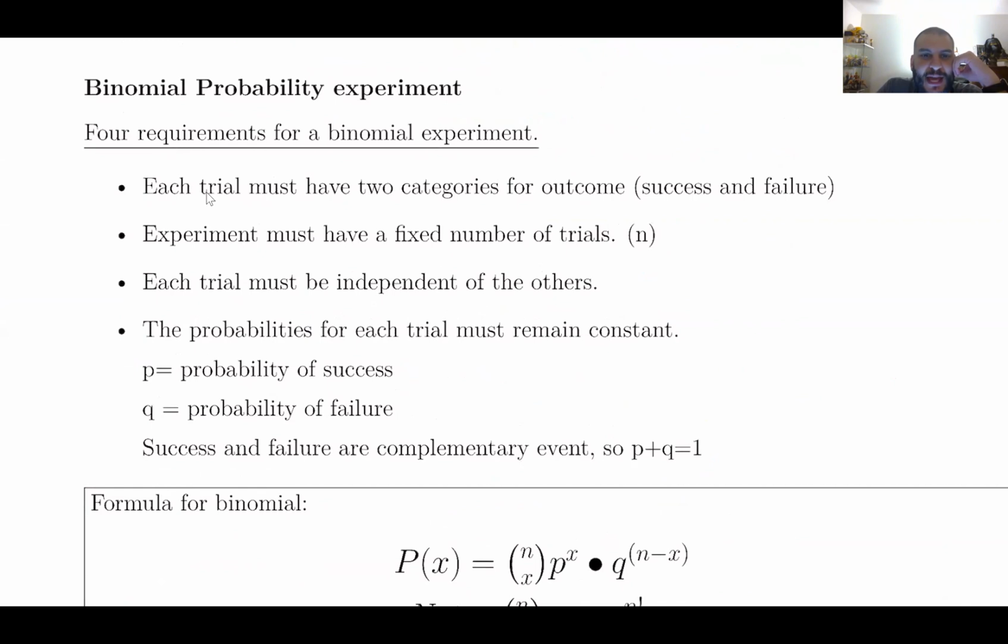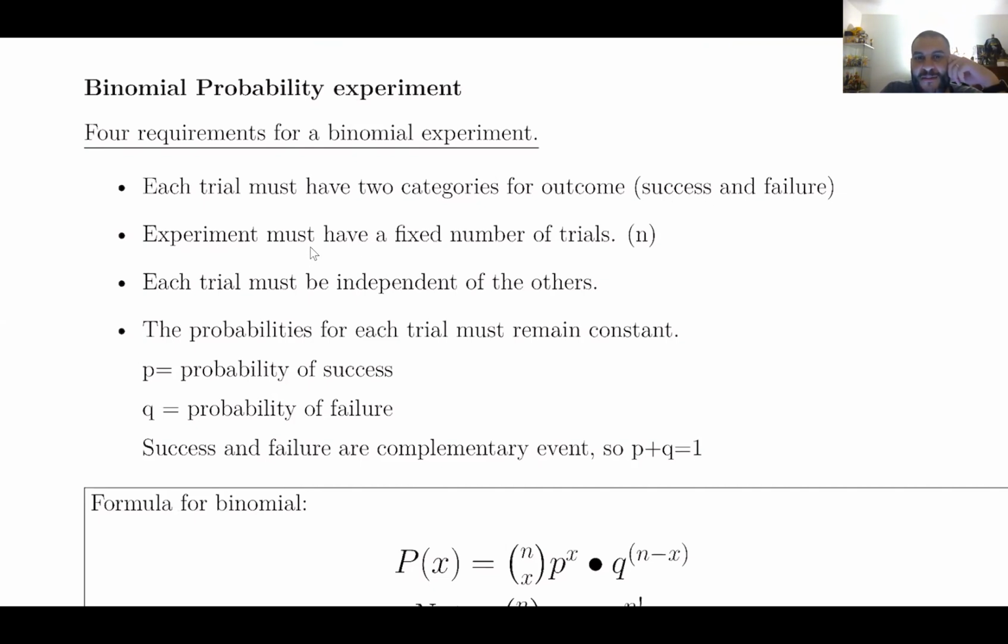So for binomial, each trial must have two categories for outcome: success and failure. If you remember when we were doing the multiplication rule, we were always set up where it was a success and failure. Remember the baby with green eyes, we would say either the baby has green eyes or the baby doesn't have green eyes. We didn't say the baby has green eyes or brown eyes. So you always have a success and failure. The success will be if the baby has green eyes. The failure will be if the baby has anything other than green eyes.